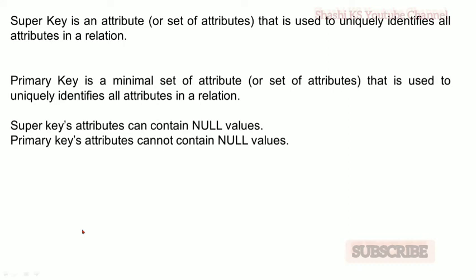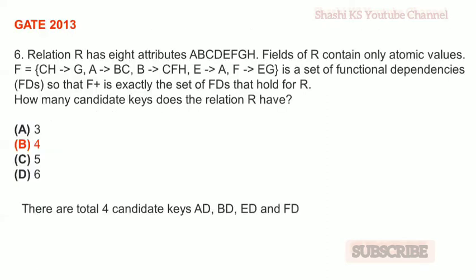So this is the definition of super key and primary key. Super key is nothing but a subset of attributes from the relation, which is used to uniquely identify all the tuples in a relation. And primary key, you can say it is a minimal super key, which is used to uniquely identify all the tuples in the relation. And primary key attributes cannot contain null values. That is the difference between super key and primary key.